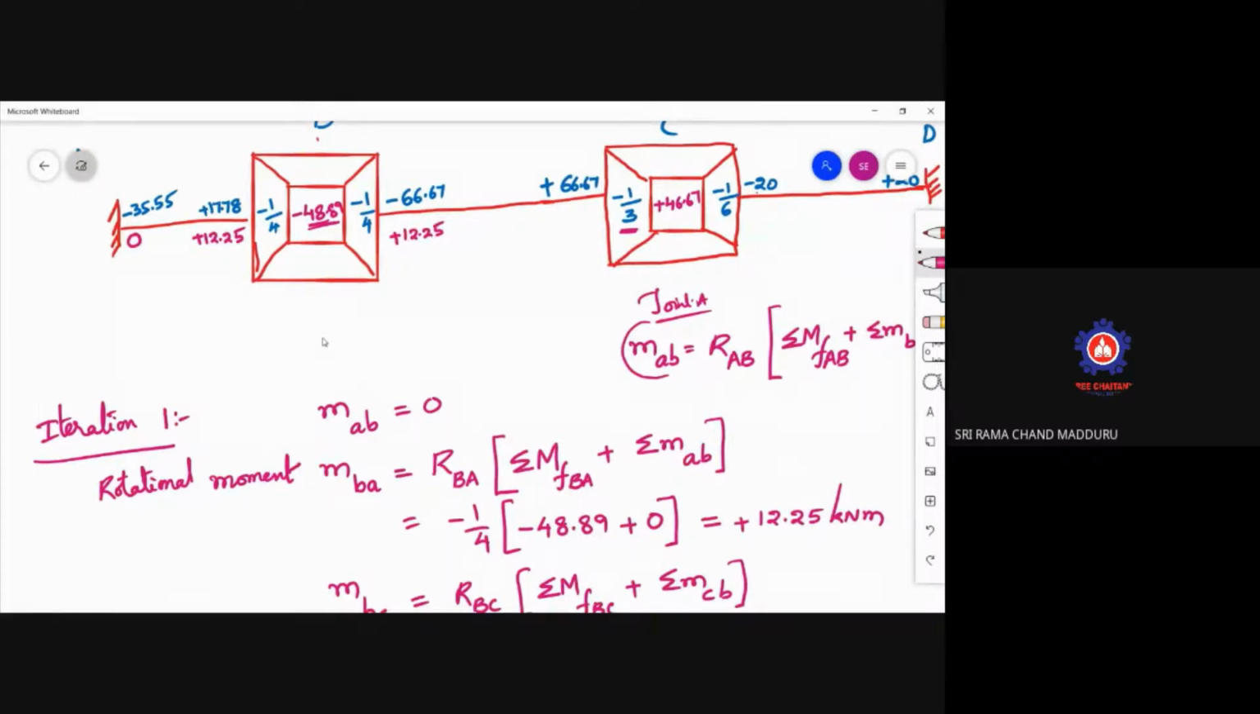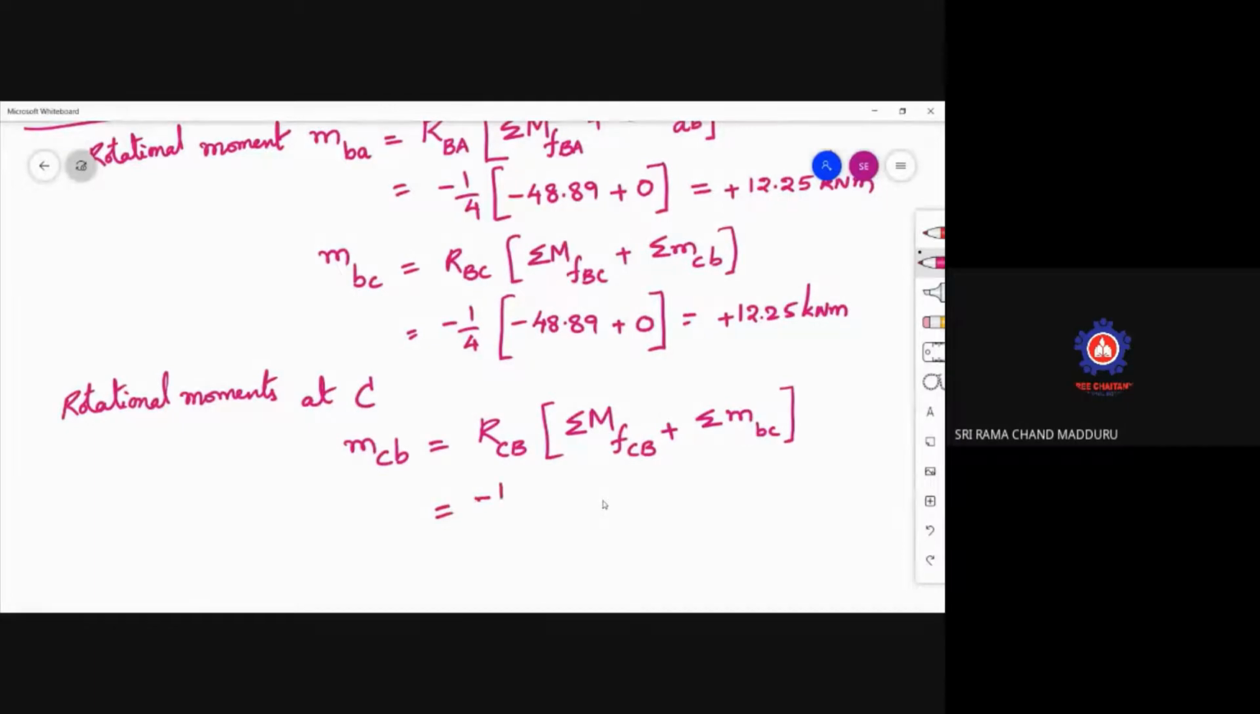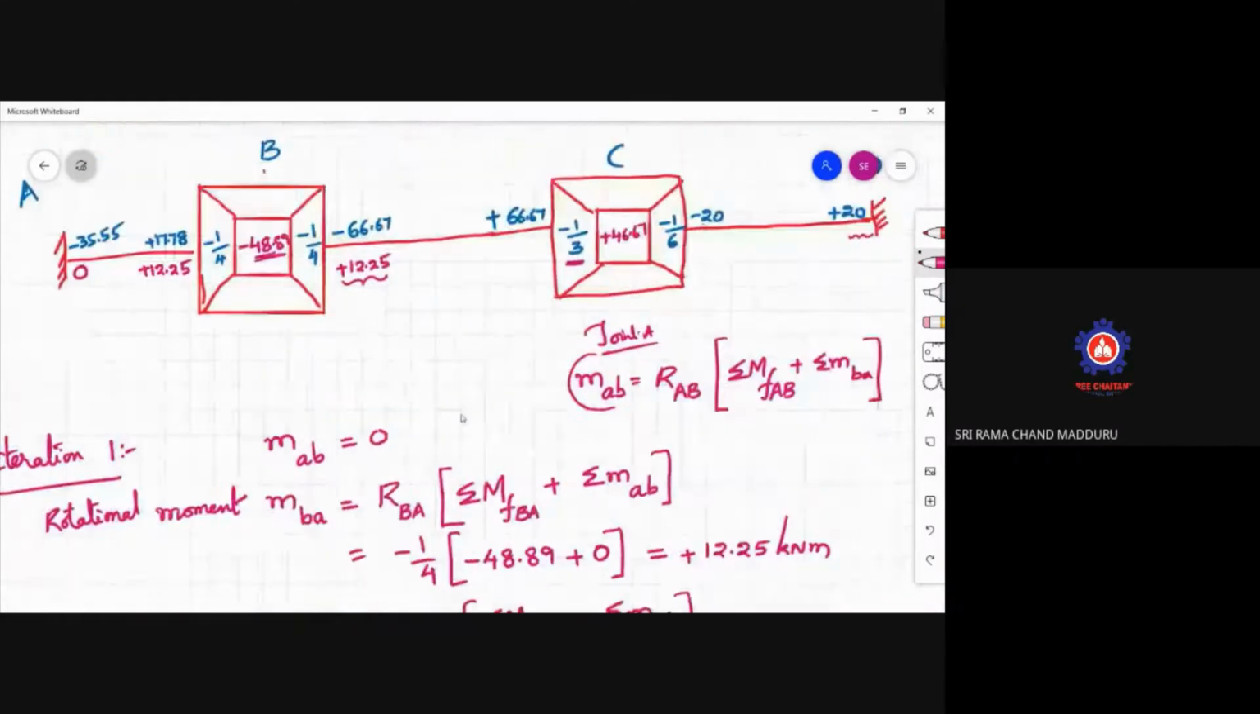And we are writing for MCB here. MCB is minus 1 by 3. So in this one, MBA is there, plus 12.25. So 12.25 is to be substituted. So if you write down this MCB, the near summation will be with this as well as with this value. Just see here, for the second iteration, you will understand what I am going to explain. So RCB is minus 1 by 3 into sigma MFCB. Sigma MFCB is nothing but the restraint at the joint C.